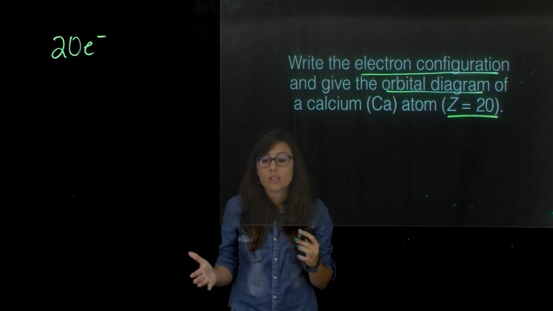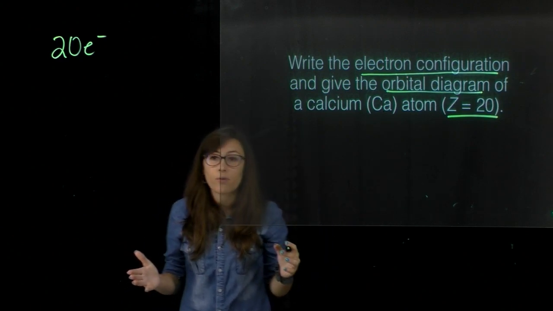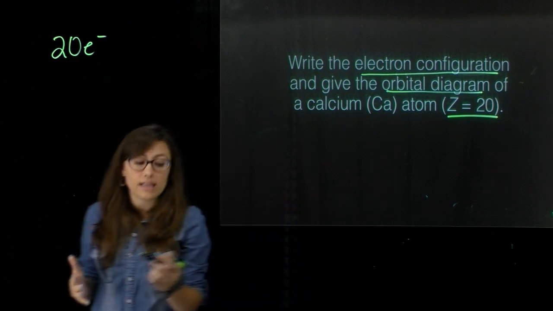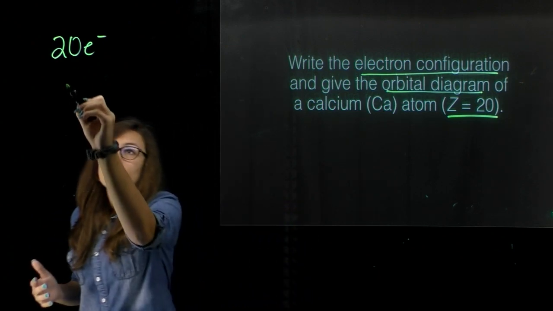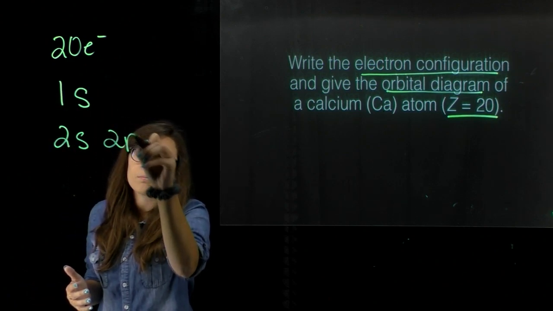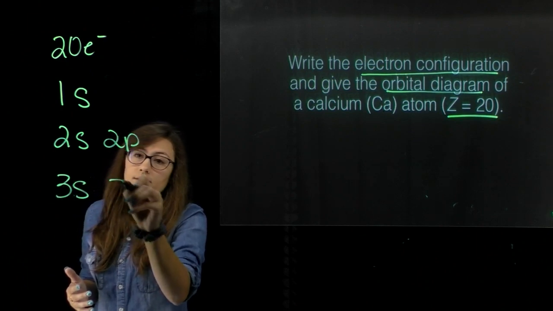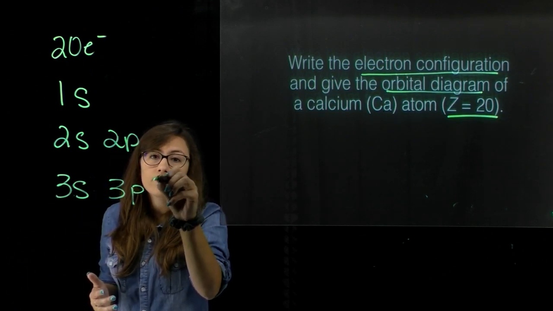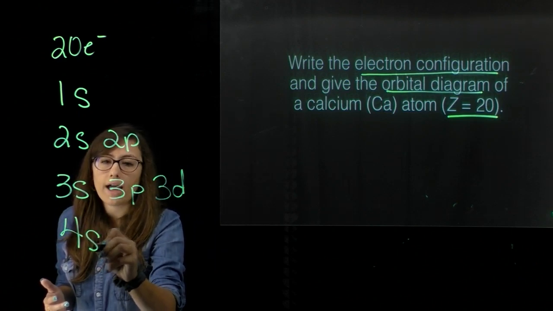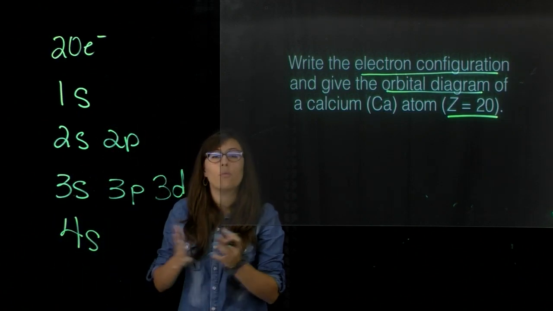So the first thing I want you to do when you're answering these types of problems is to go ahead and draw that diagram that we did in class. So 1s, 2s, 2p, 3s, 3p, 3d, and then I'm going to stop at 4s. You could have kept on going if you had wanted to.